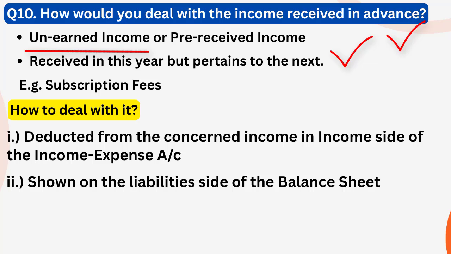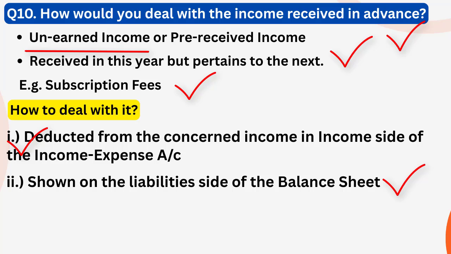For example, an NPO may receive the subscription fees for the next year in advance. Since this amount is not earned yet, it cannot be considered as current year income. So how do you treat it here? This amount of income that is received in advance is deducted from the concerned income in the income side of the income expense account. This is to ensure that only the income that has been earned during the year is recorded, and it is shown on the liabilities side of the balance sheet.